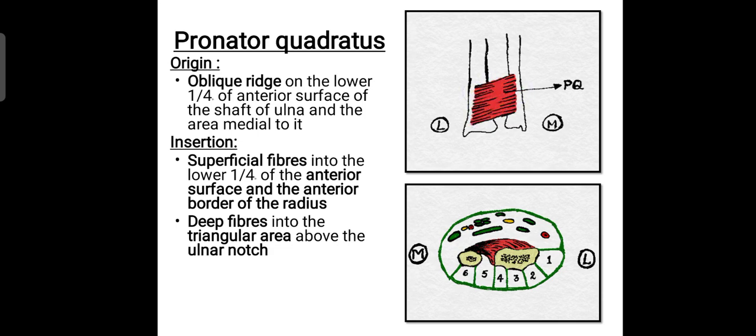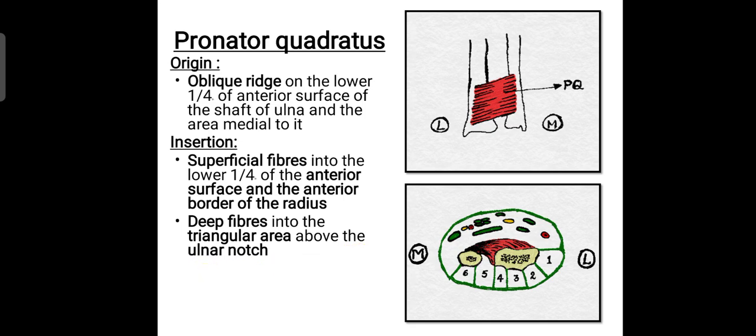And insertion is having some difference. It is having a peculiarity. It has got two functions, and that is the reason why it has got two insertion points. So the whole fibers of the pronator quadratus is divided into two groups. There is a superficial group of fibers and deep group of fibers. The superficial group of fibers is inserted into the lower 1/4 of anterior surface and anterior border of the radius. So this is the anterior surface, and the anterior border of radius is the insertion point of the superficial fibers of pronator quadratus, while the deep fibers are inserted to the triangular area above the ulnar notch.